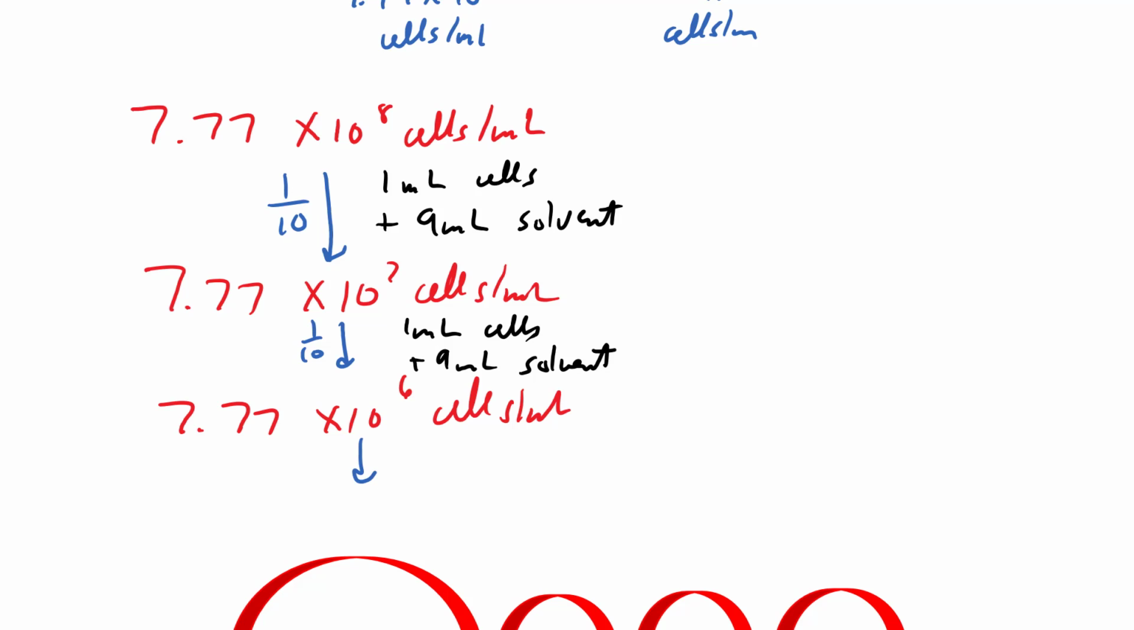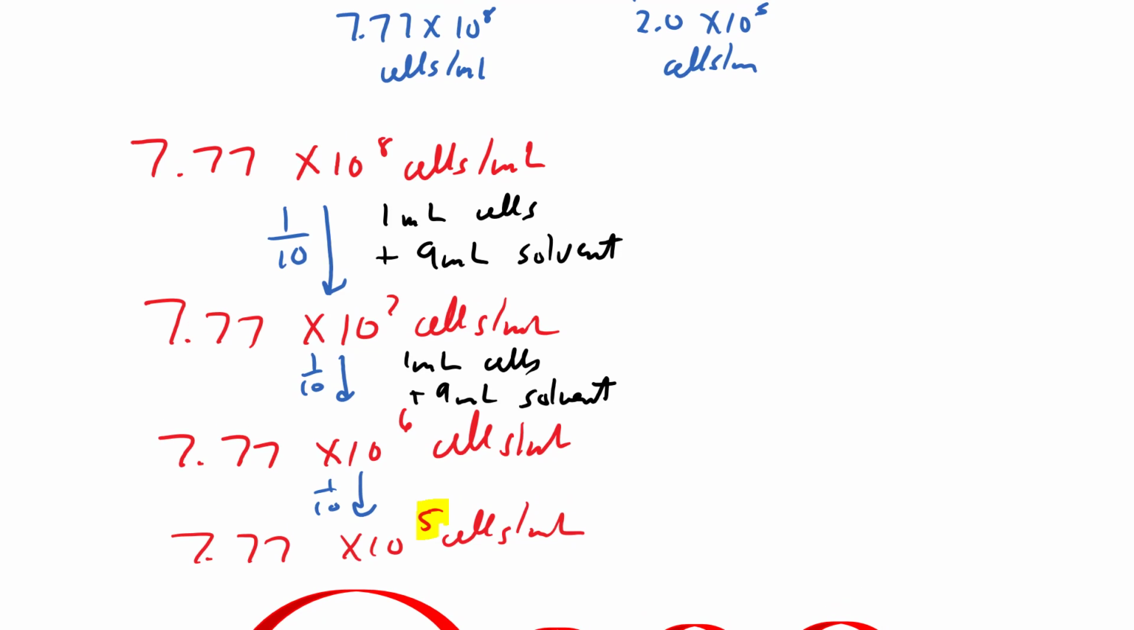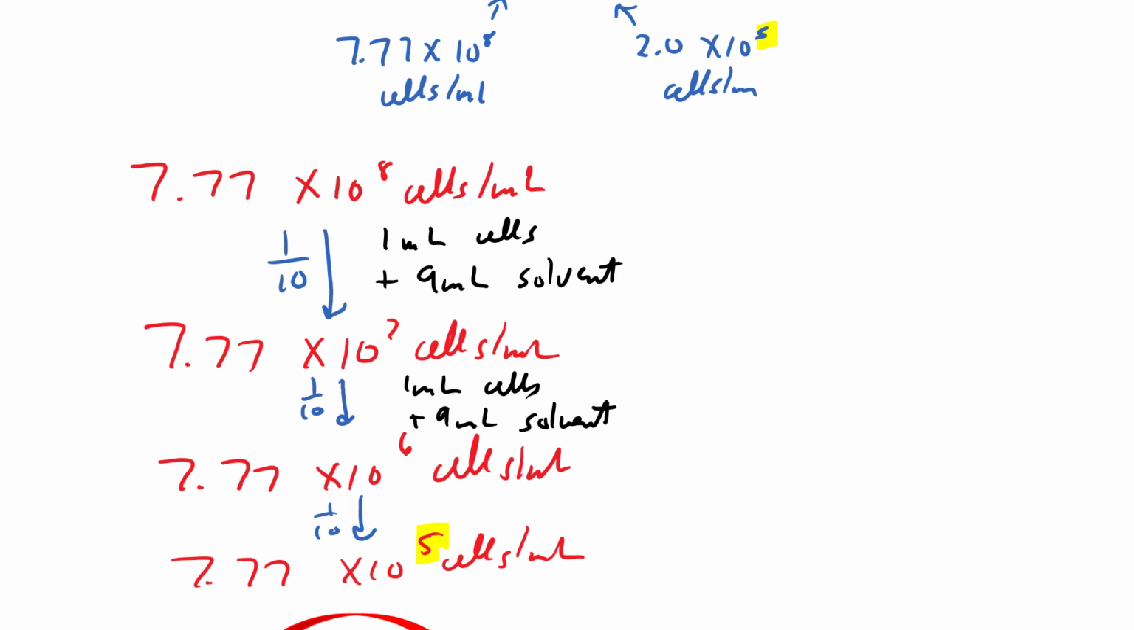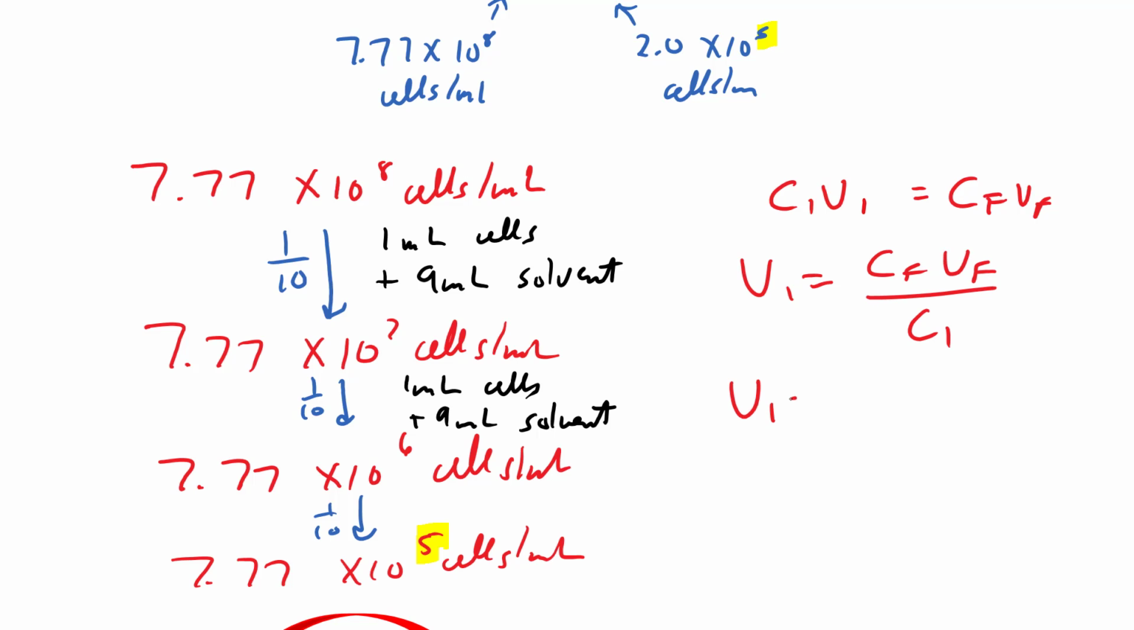Let's do another 1 in 10 dilution. Now that I've got sufficiently close to 2 times 10 to the 5, notice here, my exponent is a 5. And that's where I want to get. Now I'm going to use my C1V1 equals CFVF for my final dilution. I'll rearrange it. V1 is equal to CFVF over C1. Sub in my values now. I'm using this right here.